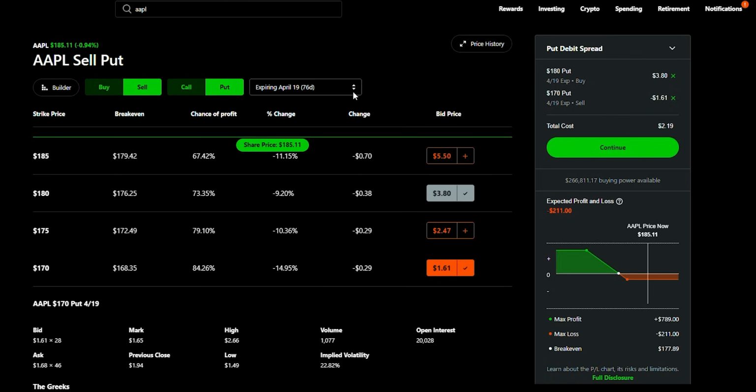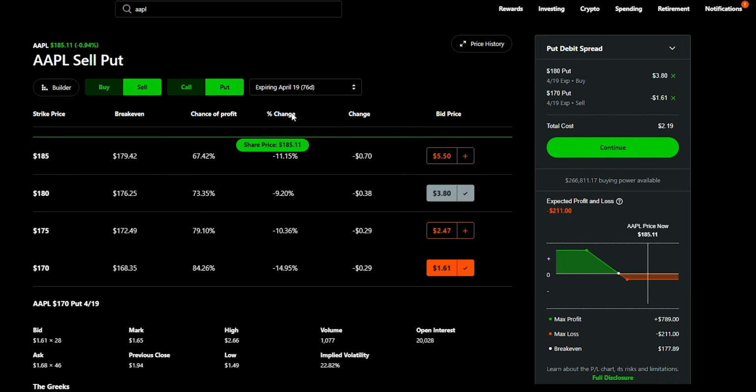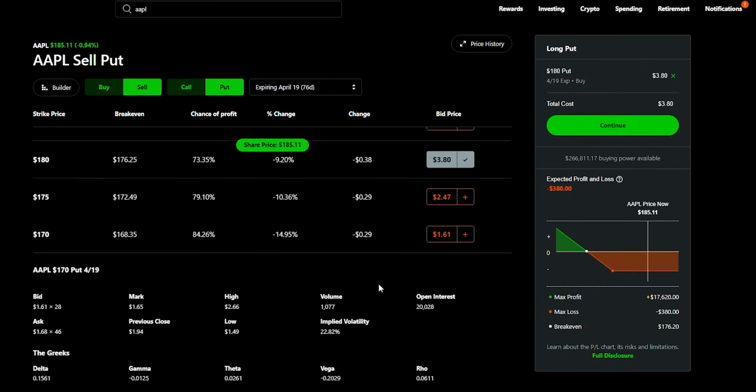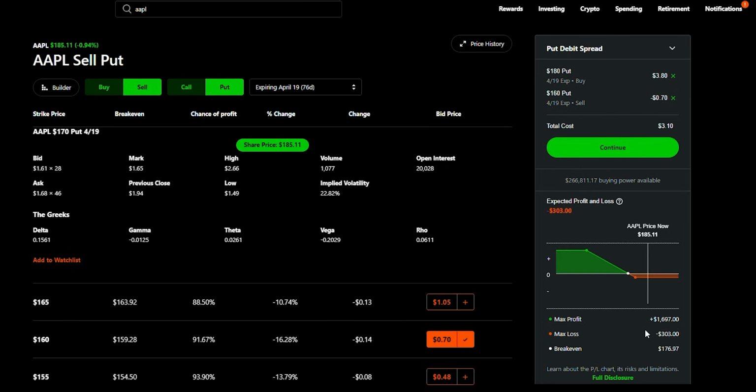But that's totally okay, because having a longer date to expiration does give you more time for something to happen in the stock. So your thesis on the stock moving a certain direction, it is much easier to go out a larger amount of time. So for example, if I get rid of the 170, I can actually go down to 160. Now this is very unlikely because I'm using Apple as an example, but now you can put up $300 and potentially make $1,700 if the stock does fall.